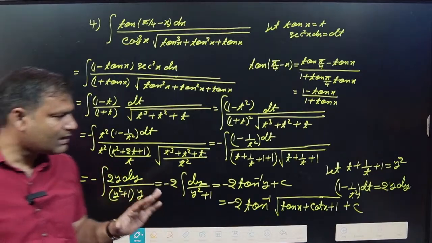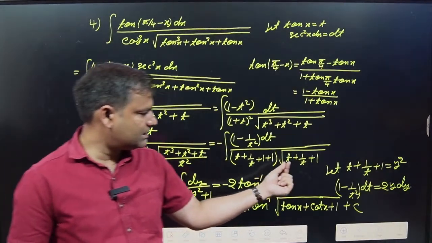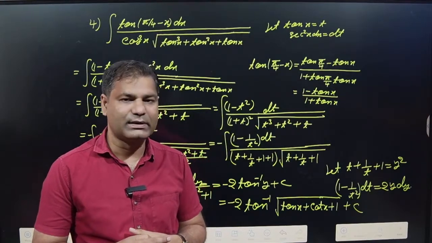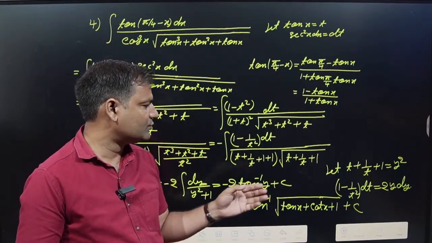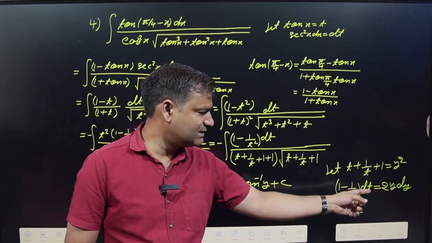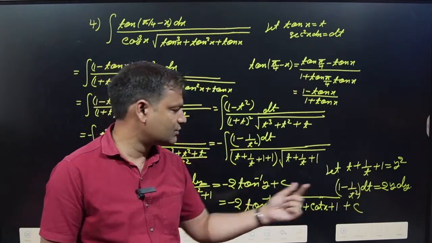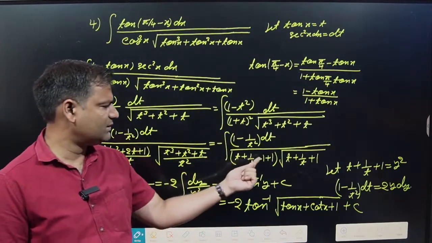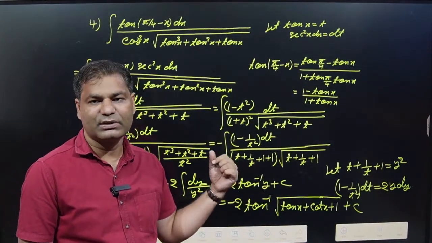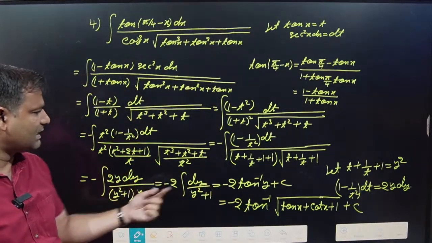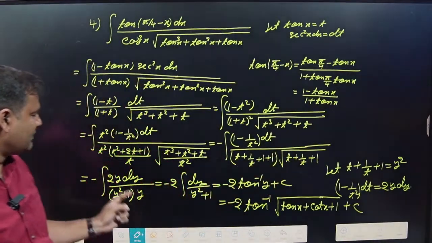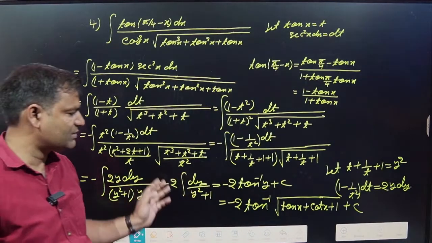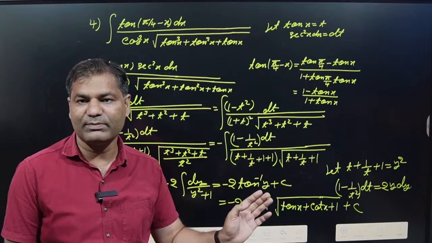After that, next target: t plus 1 upon t plus 1 is taken as y square. So 1 minus 1 upon t square dt is written as 2y dy. So this is replaced by 2y dy, and the denominator is replaced by y square plus 1, and under root simply y. So y cancels. So minus 2y dy divided by y square plus 1. Integration of this is minus 2 tan inverse y plus c.